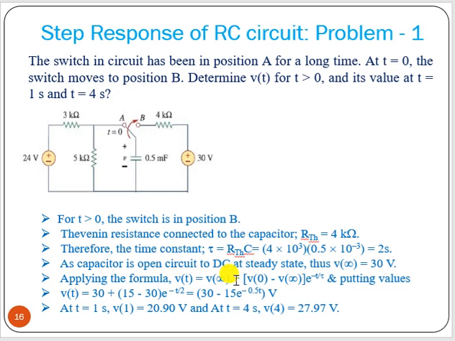So Vt equal to V infinity plus (V0 minus V infinity) into e to the power minus t by tau. Okay, so 1 by tau is 0.5, V0 is 15 volt, and V infinity is 30 volt. So you get this expression. Now it is said that you have to find out the value at t equal to 1 and 4 seconds. So you put t equal to 1 here and calculate the value, then t equal to 4 here, and you get the Vt value.